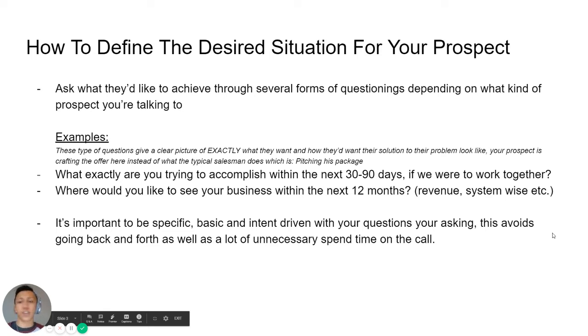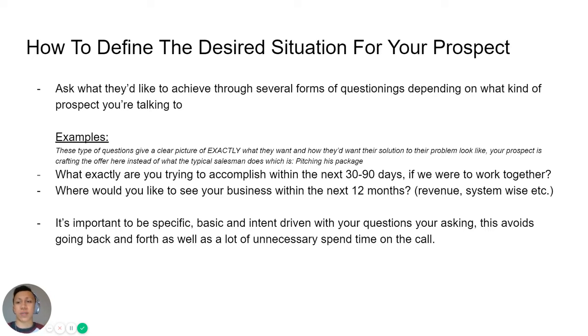But then again, the questions you want to be asking, for example, is what exactly are you trying to accomplish within the next 30 to 90 days, right? Depending on what kind of service you offer, it could be a 4-week program, 8-week program, 12-week program, right? It really depends on what kind of service or product you have and the time duration attached with it. And then, if we were to work together, right? If you're qualifying them. And this really is them telling you exactly what they want in their desired situation. That's what makes it such an awesome question.